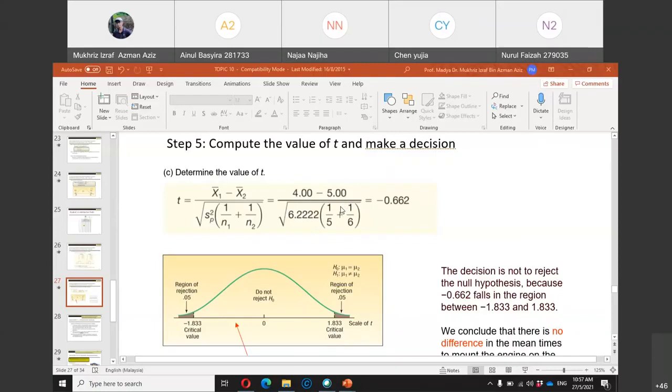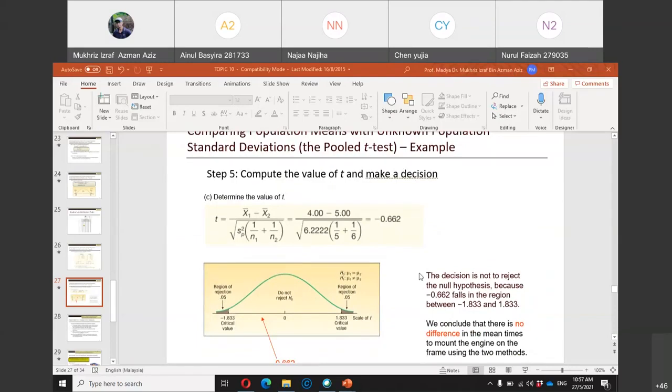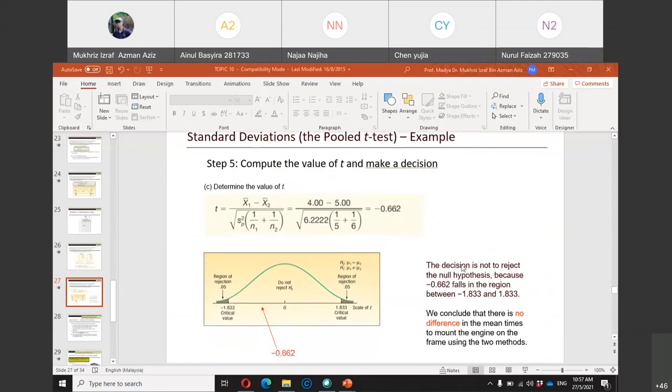Okay, so what you write in H1 must be consistent with the calculation in step number 5. If you follow the one in the slide here, you get negative 0.662. So again, it will be a 3-part answer. First, whether the calculated T here is inside or outside the area of rejection. Secondly, whether you reject or do not reject. And thirdly, the meaning of the conclusion.